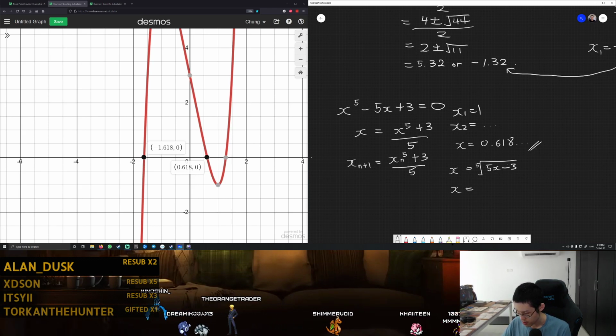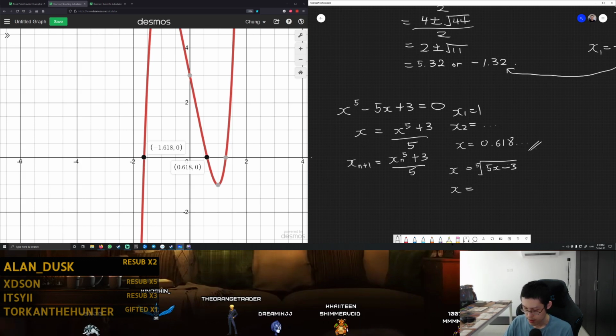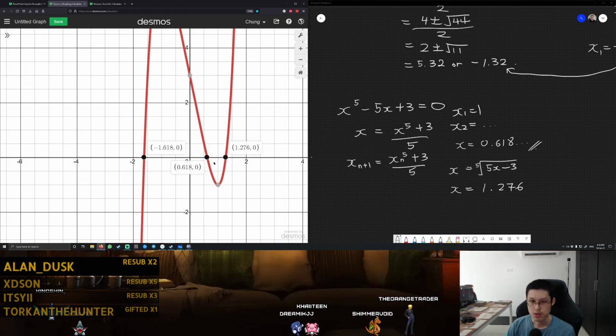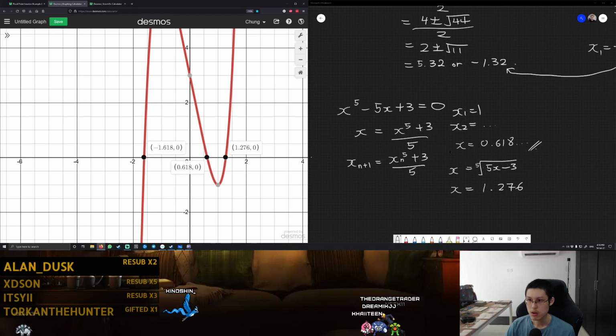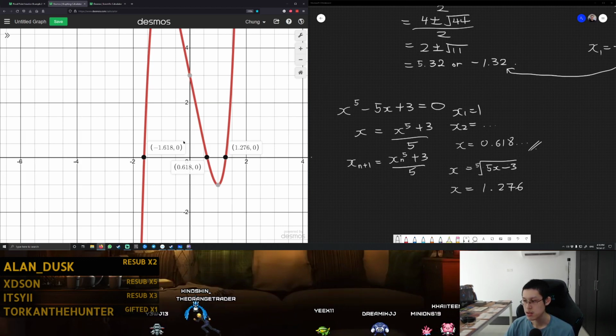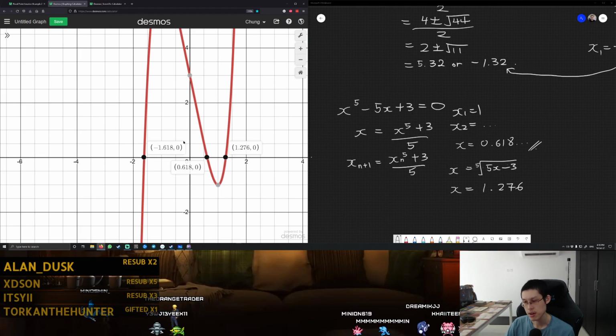Right. So this one is the 5th root of 5 times the answer minus 3. Okay, there we go. 1.276. So we've actually gotten this root and this root, but we can see that we are missing this last root here. There are only two ways of writing this equation, this way and this way. So there's a third root that's missing. Well, if that's the case, you need to choose a different starting point.